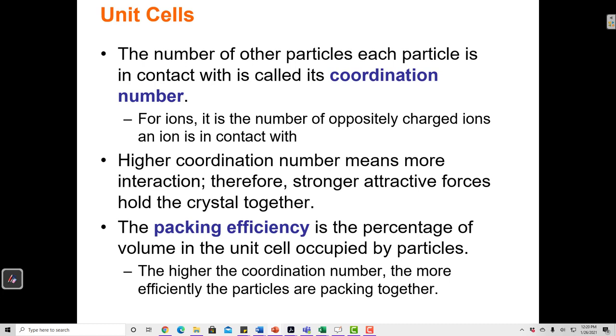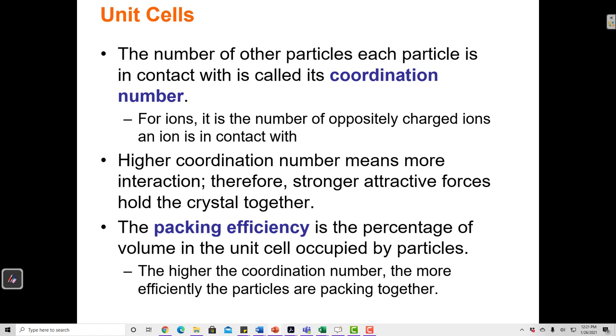Higher coordination number means more interaction, therefore stronger attractive forces hold the crystal together. So we'll see that substances that have crystal structures with a higher coordination number generally have a higher melting point, because the higher coordination number means that there are more intermolecular forces between those atoms that are in contact with each other, and we have to add more energy to break those forces apart in order to melt the solid.